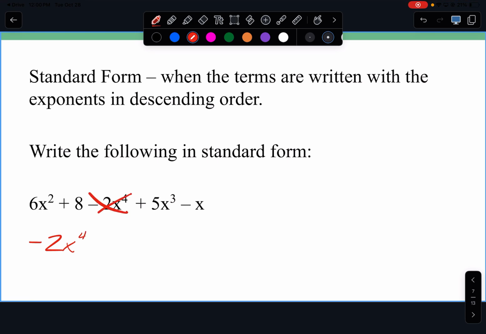What's going to be next, Braden? 5x cubed. Okay, Mason, what's next? Plus 6x squared. And then we have minus x, and then plus 8. Our constant is always going to go at the end. And that constant is still going to be our y-intercept, just like we talked about yesterday.